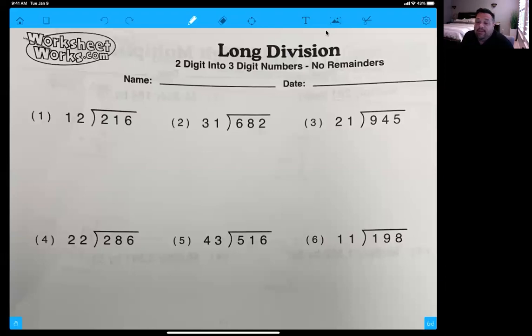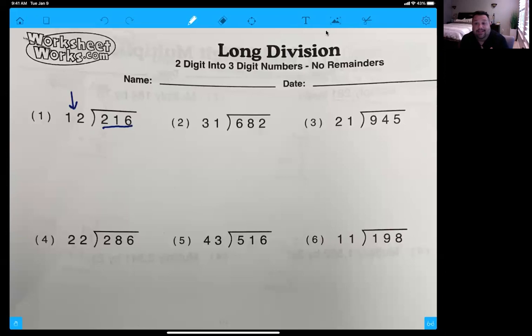So, when we look at these division problems, remember, we want to try to figure out what we can take out of them, right? So, for example, number one, we want to try to figure out how many 12s we can take out of this 216, right? So, we do that by doing partial products, using multiplication to try to chunk numbers out of the 216 until we get down to nothing left.